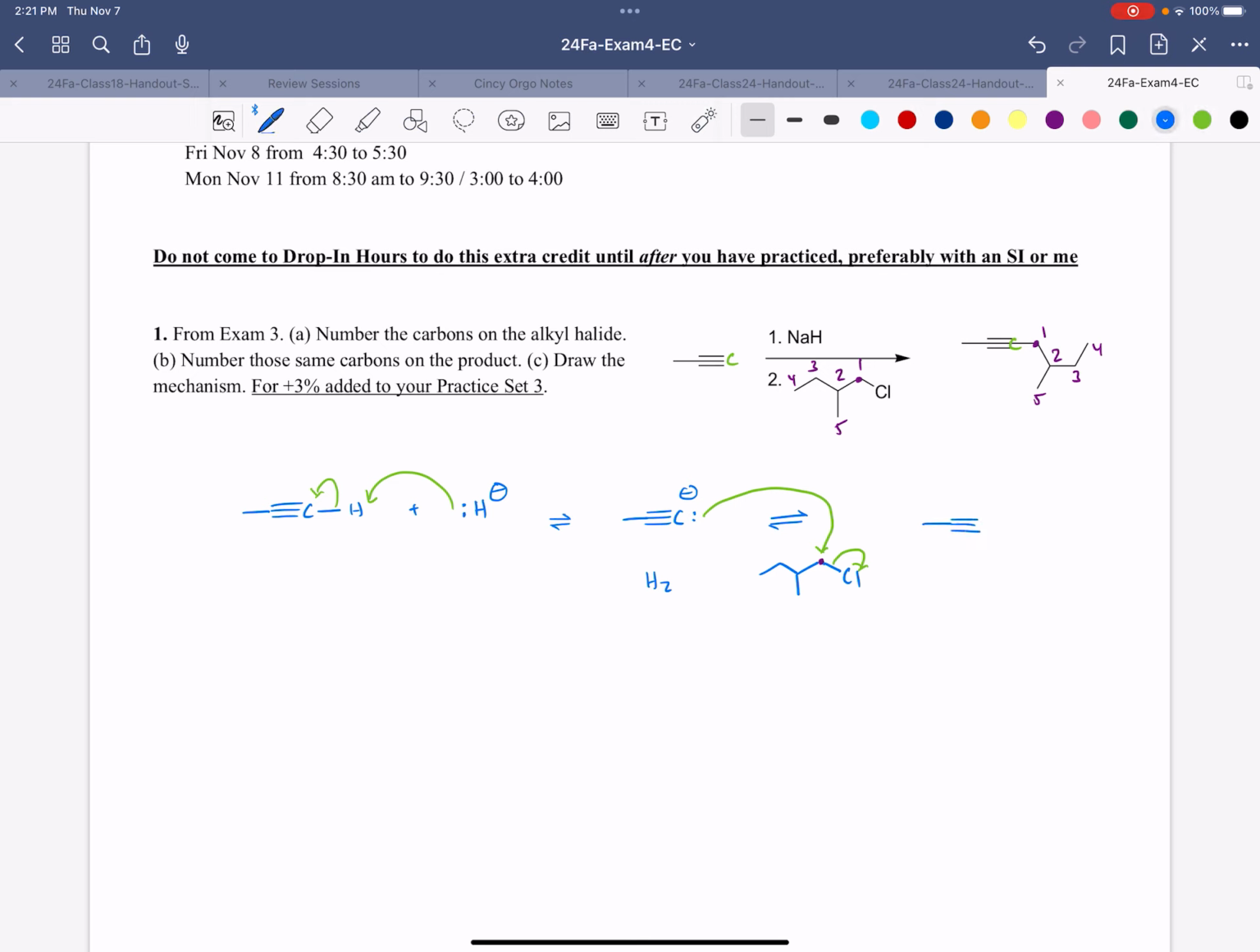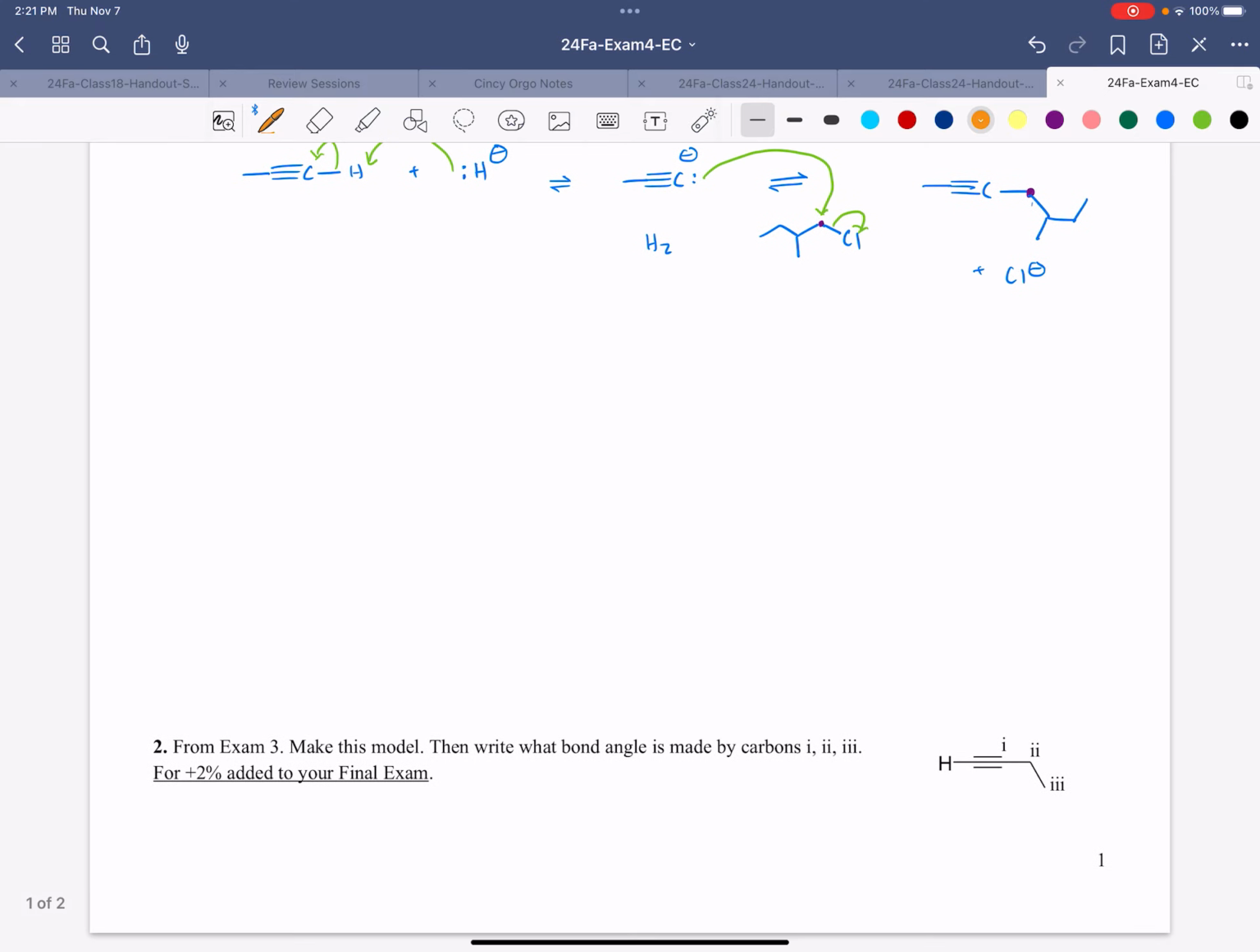Your final product, I'll put the letter C again, is the alkyne carbon connected to the purple dot, carbon number 1, carbon number 2, 3, 4, and 5. We did create a Cl-, I think. That is the full mechanism for this alkylation. If you do that, then you will get plus 3 points on your practice set 3.